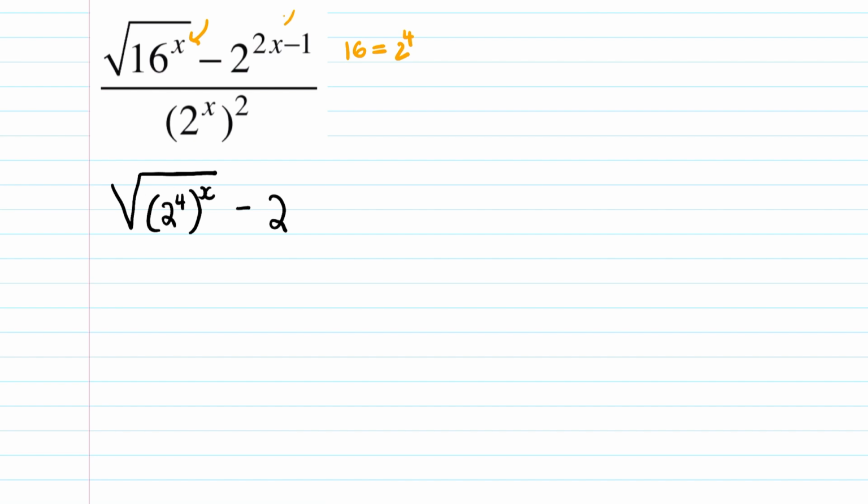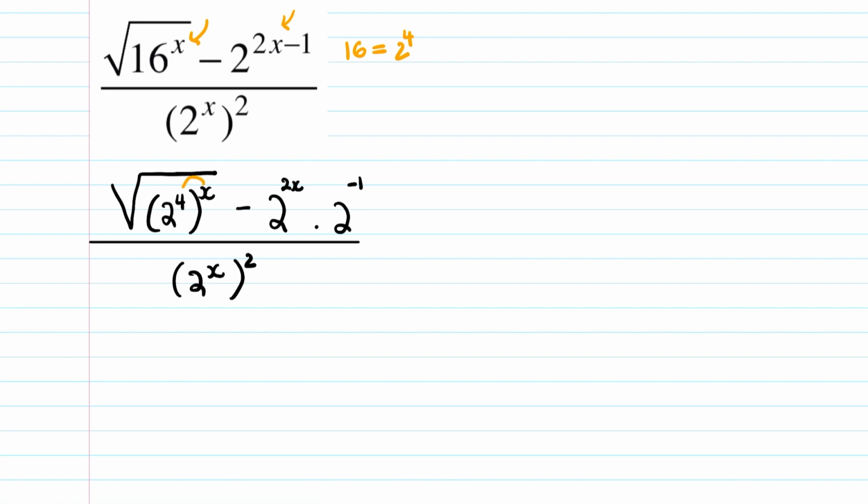And then what I'm going to do here, before I carry on with this side of the equation, is actually separate these 2's out. So I'm going to say 2 to the power of 2x times 2 to the power of negative 1. It's just going to make my life easier. So then we have our fraction line all over 2 to the power of 2x.